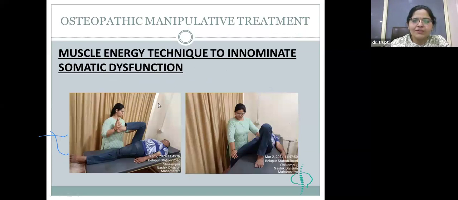This is the MET for innominate dysfunction. You have to first check whether your pelvis is sitting in anterior innominate or posterior innominate, and accordingly you have to treat the patient. This MET here, which you are seeing, is for anterior innominate, and here it is for posterior innominate. We will be demonstrating these techniques too.